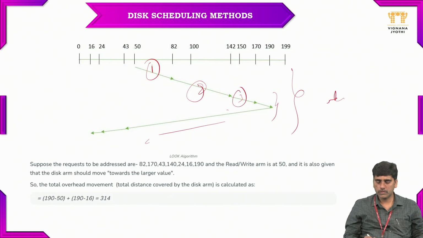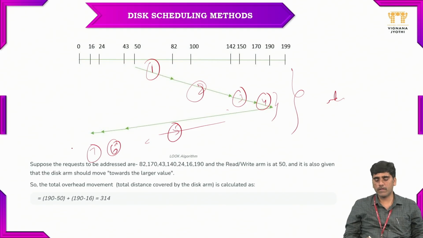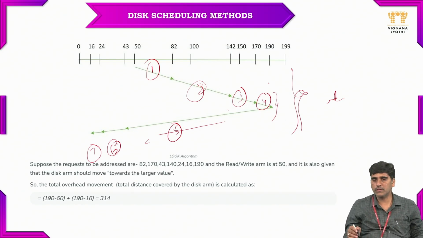And 170 to 190 is the fourth position, and then in the reverse direction, 190 to 43 is the fifth position, 43 to 24 is the sixth position, and 24 to 16 is the seventh position. So in this way, each and every disk arm movement is towards the end of the requests, but not to the end of the disk. Services are offered towards one end, and then taking the reverse direction to the other end.